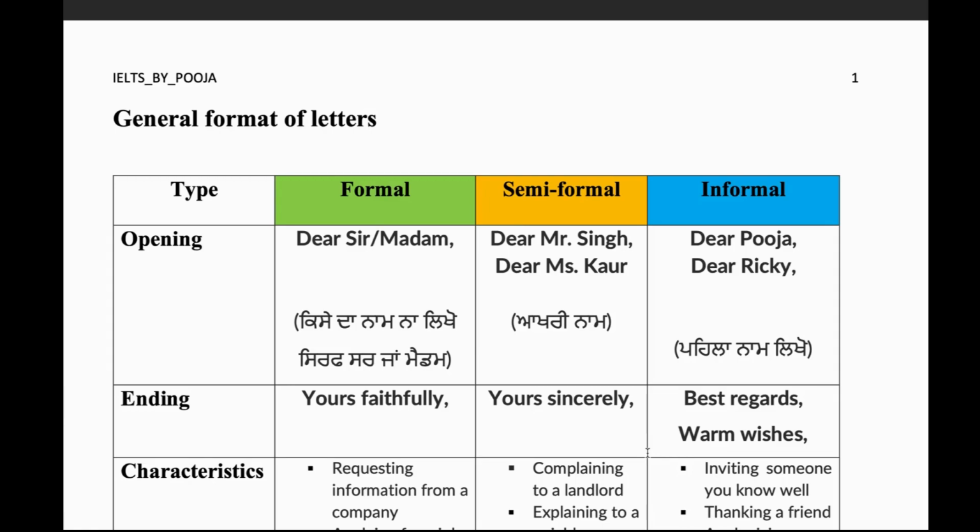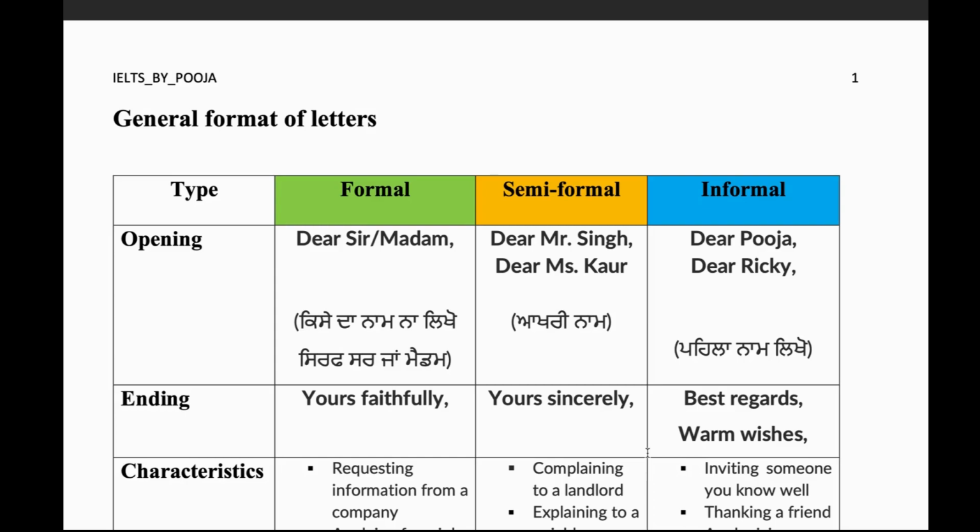For informal, we are writing to our dear ones, relatives, friends, family. So we just directly write the name: Dear Pooja, or Dear, any name that you have. And the ending is Best regards or Warm wishes. The letter in between formal and informal is called semi-formal. For semi-formal, we write Mr., Miss, Mrs. and the person's last name. And for the ending, you can keep it the same, either Yours faithfully or Yours sincerely.